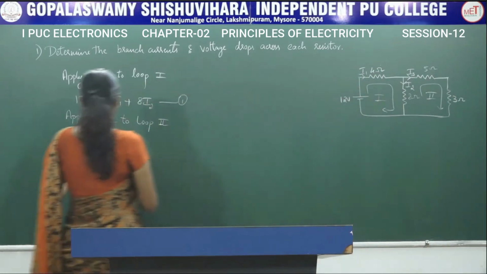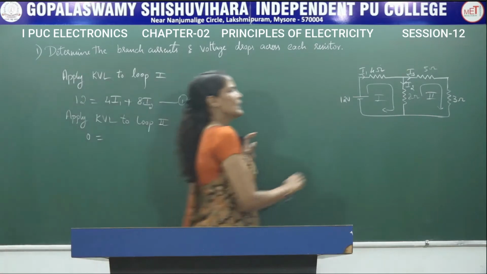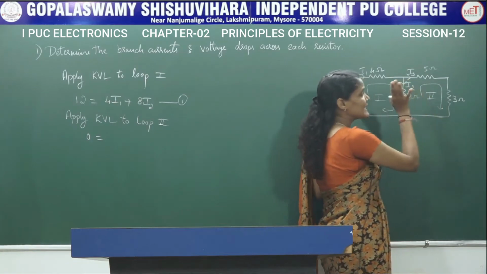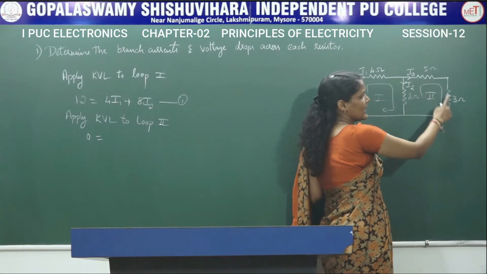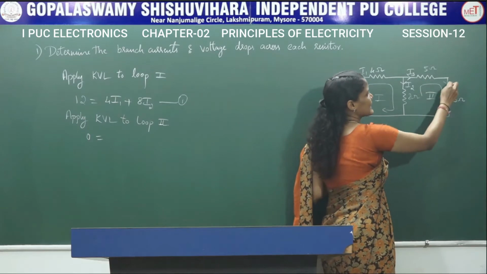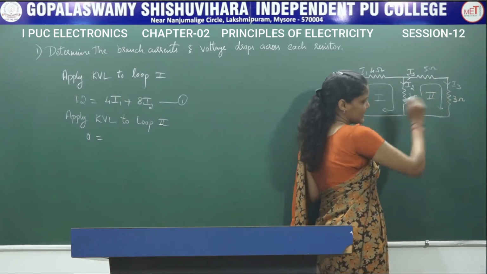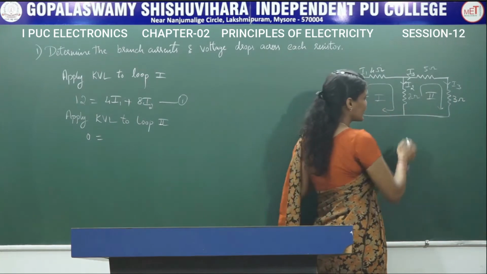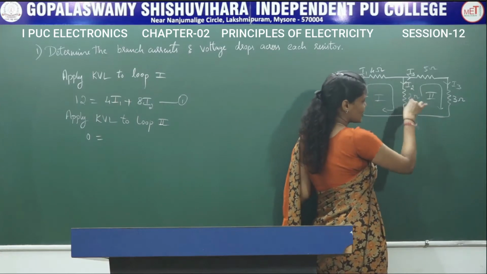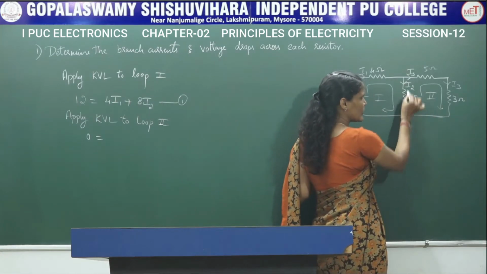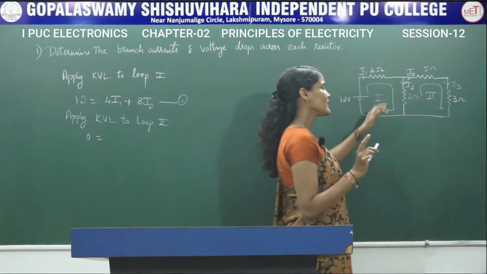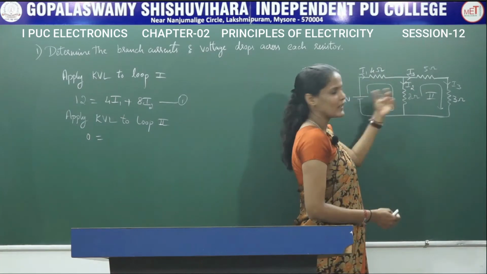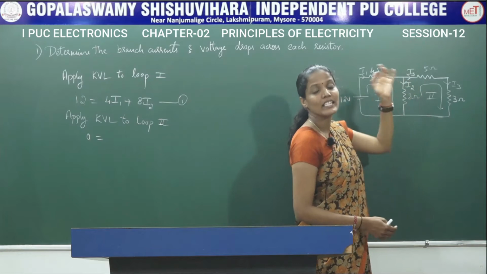So, 0 is equal to, now the direction of the branch current I3 and the loop current is the same. So, positive IR drops over here, and again the IR drop for 3 ohms is positive. Whereas coming to this I2 branch, the loop current is flowing from downward to upward direction, whereas the branch current is flowing from upward to downward direction. They are moving opposite to each other. So, the IR drop for this 8 ohms is negative.